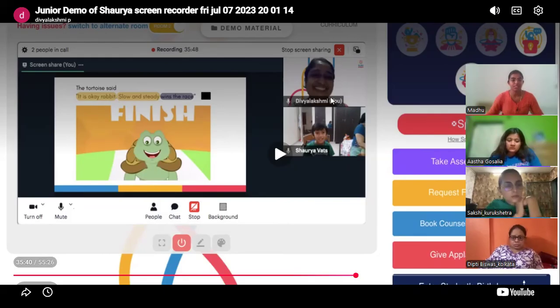The tortoise said, "It's okay, rabbit, slow and steady wins the race." Okay, right now I could hear two variations. "The tortoise said" and "It's okay, rabbit" were both in the same pitch. I need a little variation there also. Let's see, Astha, if you can do it.